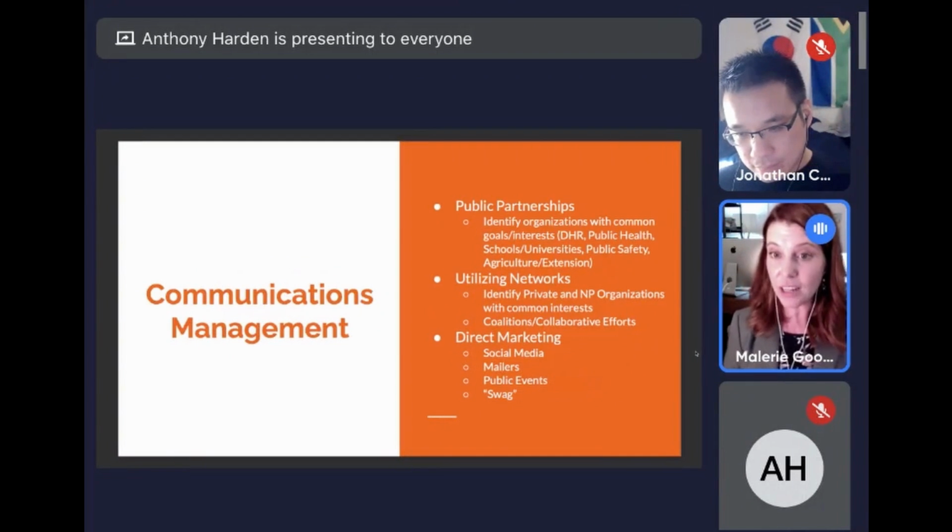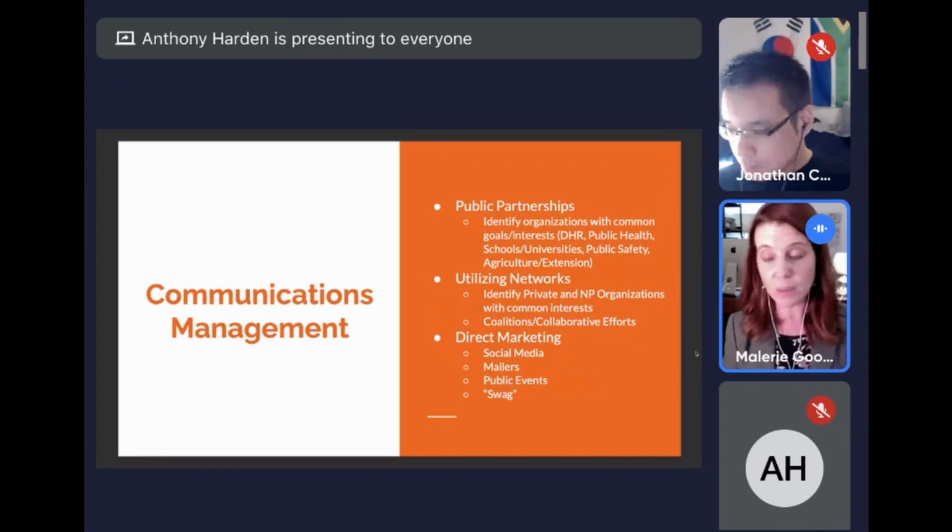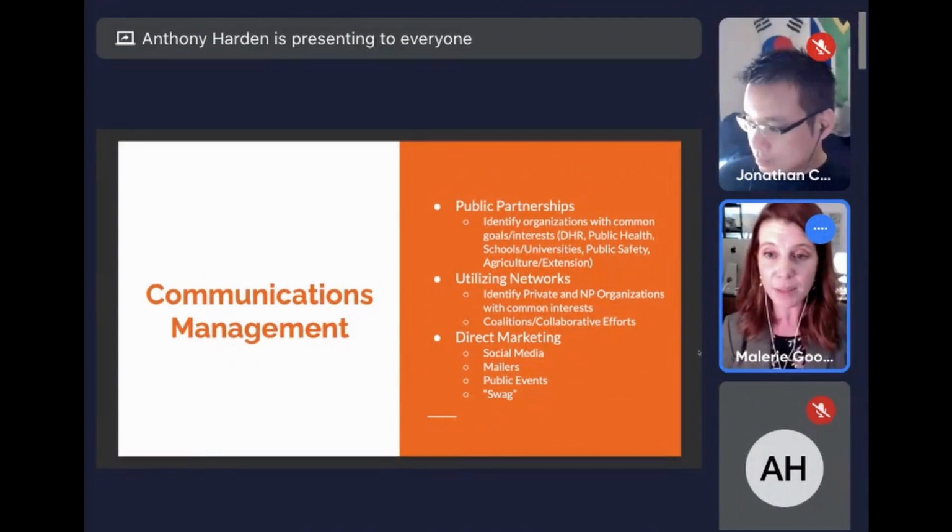In addition, communications is going to be very important because this resource is only going to be helpful if people know it exists, right? And we're talking not only about families who are in need of food resources, but also the volunteers that are going to help make sure that the information available to them is accurate and detailed.